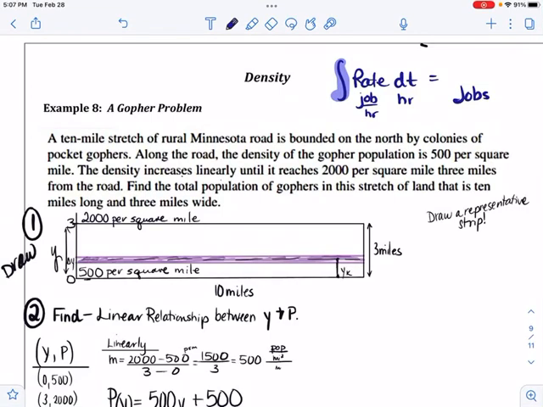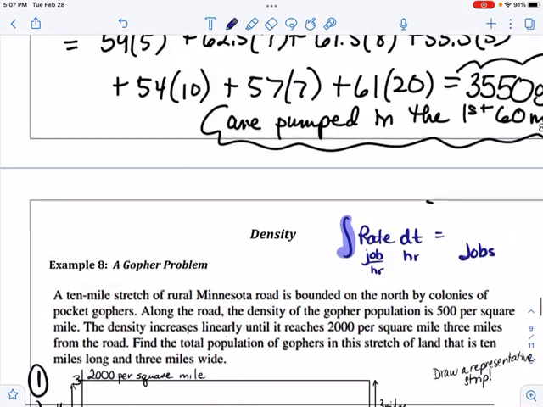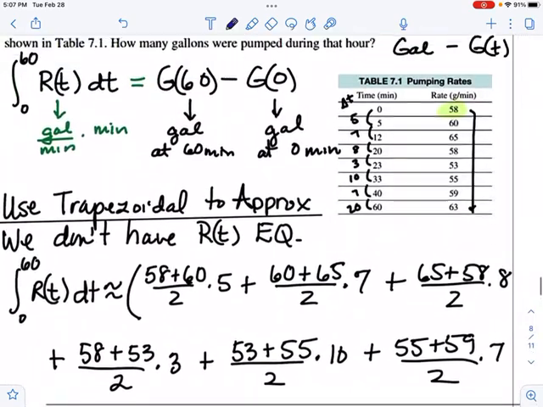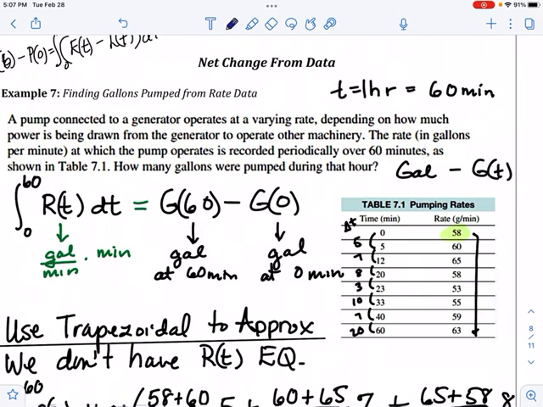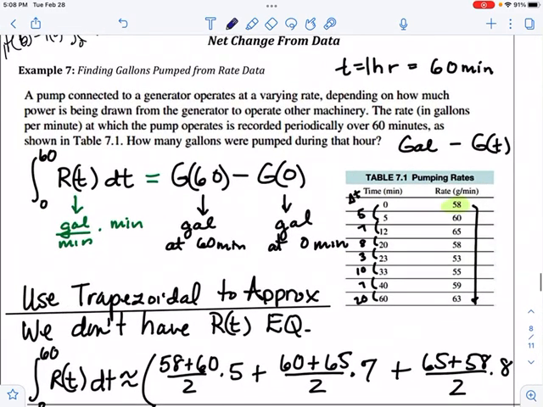Okay, folks, we're in section 7.1, applications of definite integrals, and we're working on accumulation and net change. So we just left the problem where we were talking about a pump connected to a generator operates at a varying rate depending on how much power is drawn from the generators to operate the other machinery. The rate in gallons per minute at which the pump operates is recorded periodically over 60 minutes. And you can see that we did the integral. We want to know how many gallons were pumped during that hour.